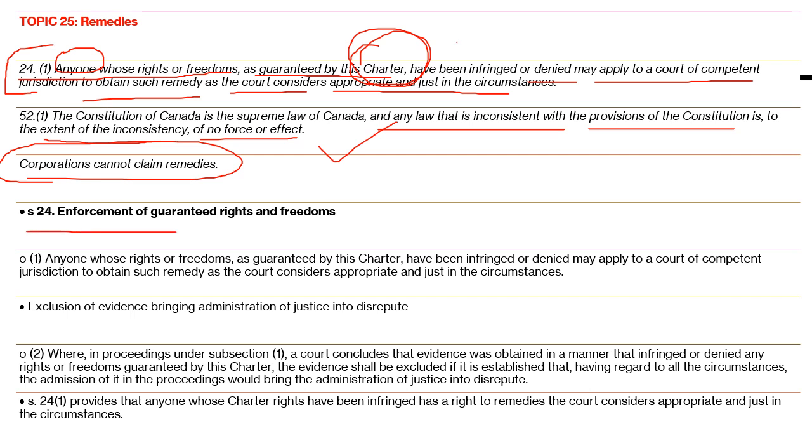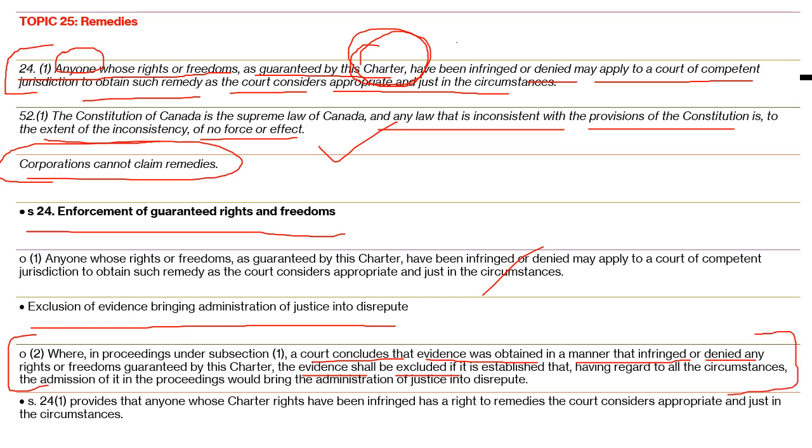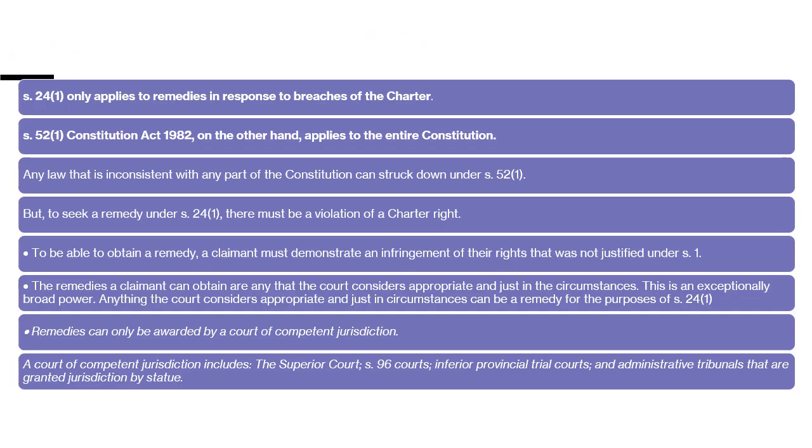So section 24, enforcement of granted rights and freedoms. This we already read. Exclusion of evidence bringing the administration of justice into disrepute: where, in a proceeding under subsection 1, a court concludes that evidence was obtained in a manner that infringed or denied any rights or freedoms granted by the charter, the evidence shall be excluded. So this is also per section 24 clause 2. Here inadmissible evidence comes into the picture.